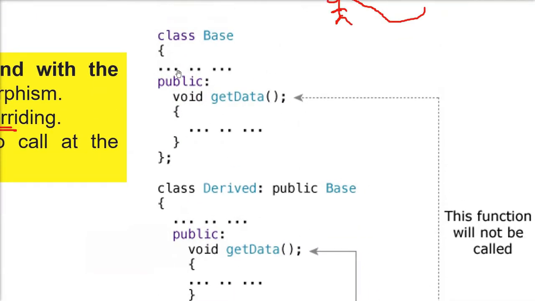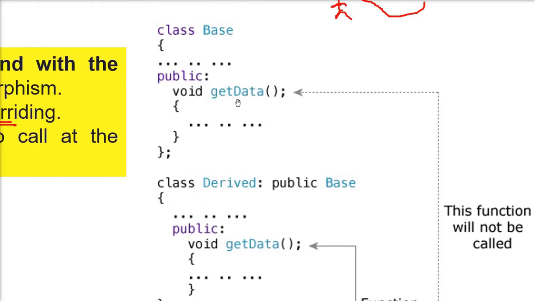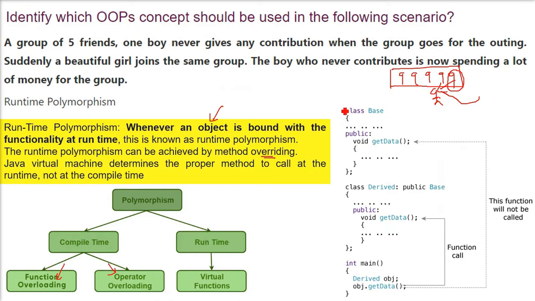This is the base class. This is the derived class. Now you see, both the classes have a getData function. But the second class, which is the derived class, is derived from the base class. This is the base class; you have a function getData. This is the derived class, that is, the derived class is derived from the base class. Same function, same name, everything is same. So now the implementation is different.